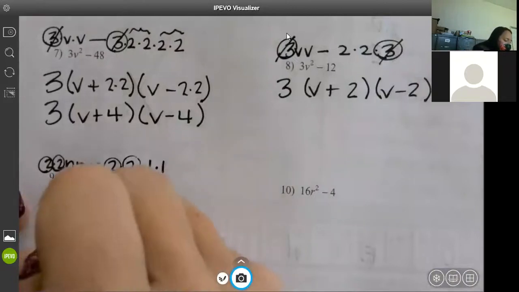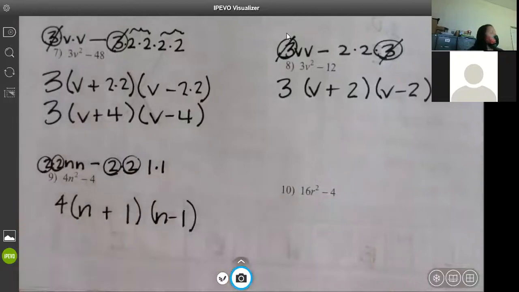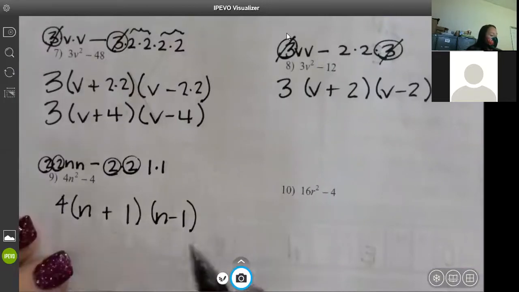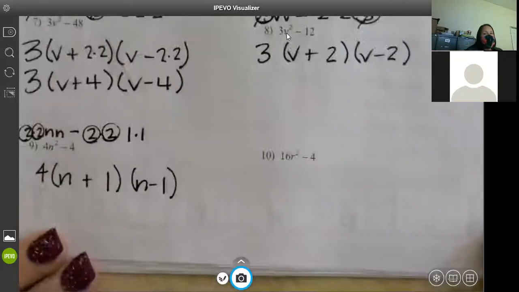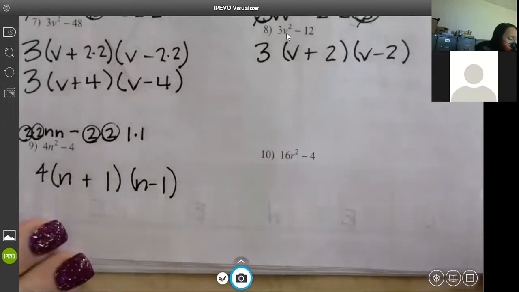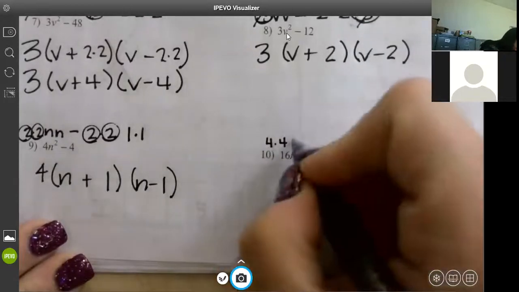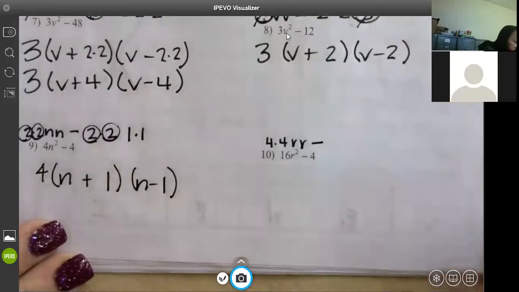In the front, we would have n's. Our signs are plus, minus. This is our factor. So it kind of threw you off bringing out the 4. But again, when you have everything circled, we always write 1s. In the next one, what are your factors of 16? 4, 4, R. Your factors of 4?